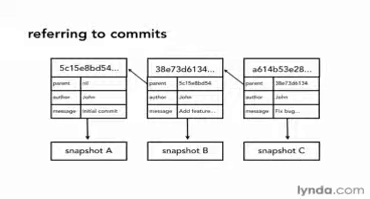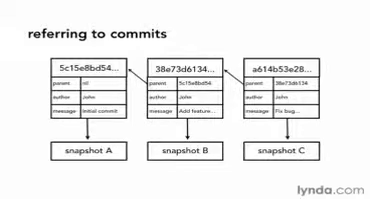Well, that makes it hard to go back and edit information in those commits, because what we're doing is messing with the data integrity of the Git repository. And Git doesn't want us to do that. Let me show you an example of what I mean. Let's say that we wanted to change something about the commit that's represented with snapshot B, the one right in the middle.